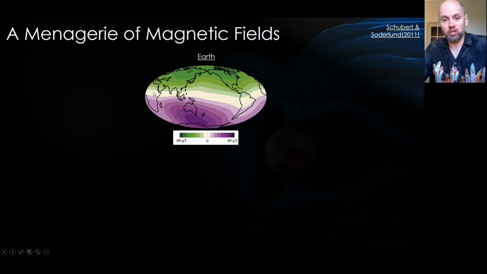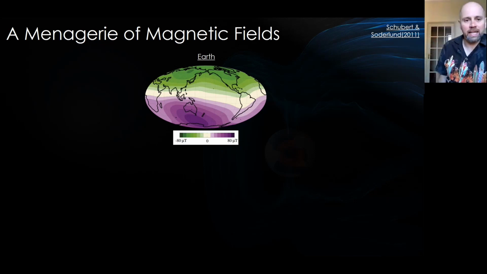But they're not perfectly horizontal, and you can see that there is structure in the Earth's magnetic field that means that it is not quite dipolar. It looks a bit like a dipole, but it's not quite. And this is at the surface of the planet.